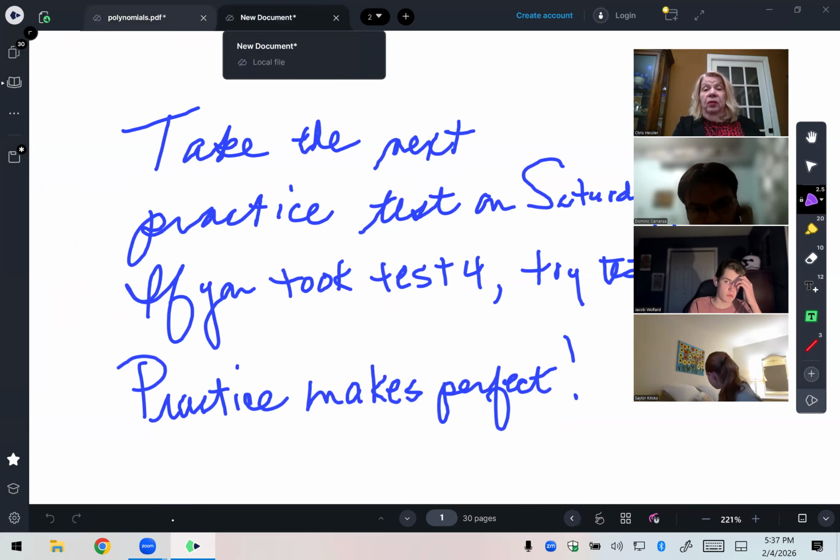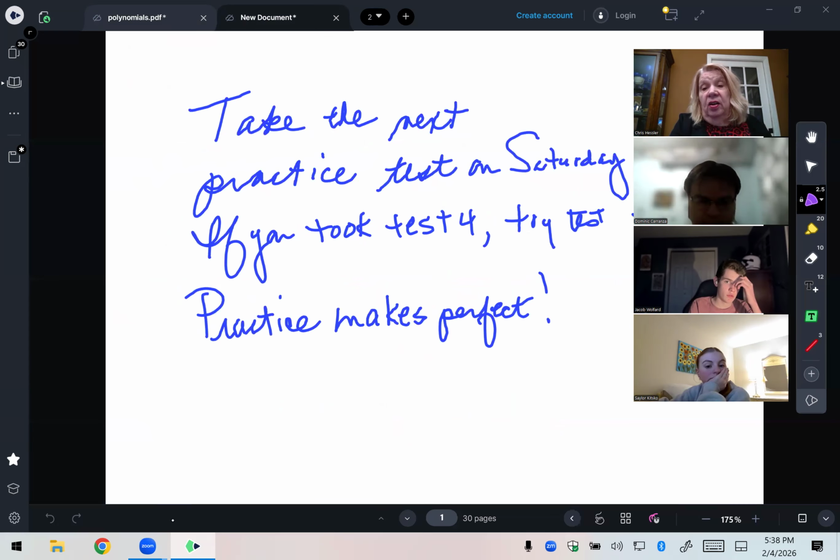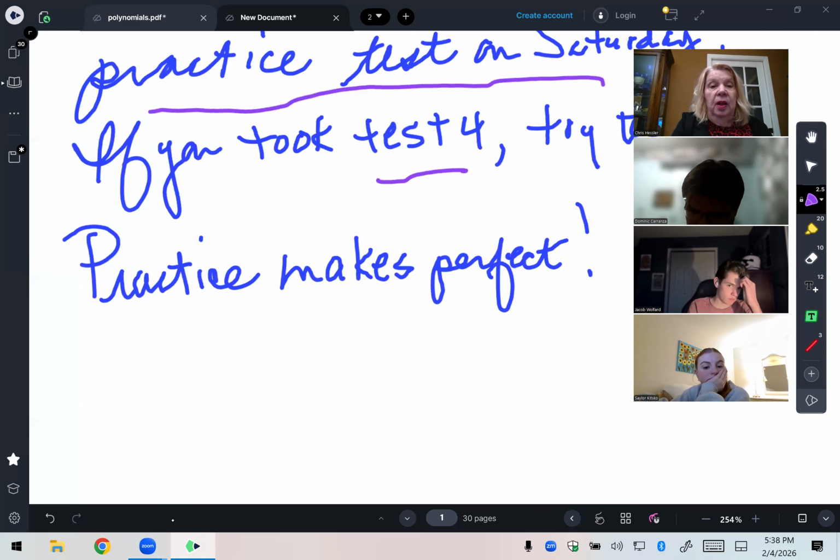Oh, before we go any further, make a note of this. Take the next practice test this Saturday, okay? If you can't take it on Saturday, you can take it on Sunday, probably before the Super Bowl, but sometime this weekend, take the next practice test. If you took test 4, try test 5, because we want you to have 3 under your belt before you go into the real test. I'm glad that we mentioned that.